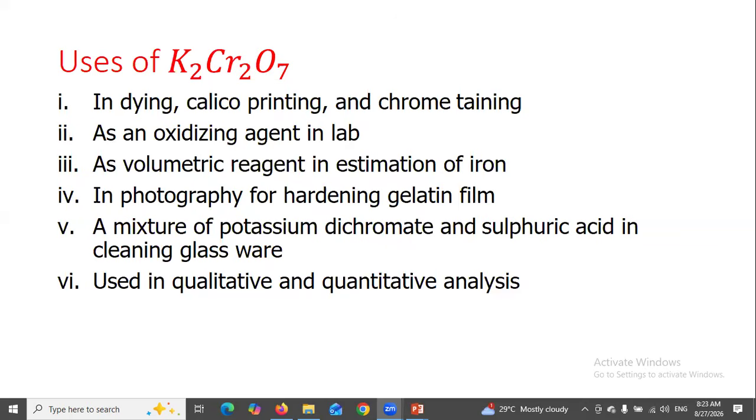A mixture of potassium dichromate and sulfuric acid is used in cleaning glassware, and in qualitative and quantitative analysis.